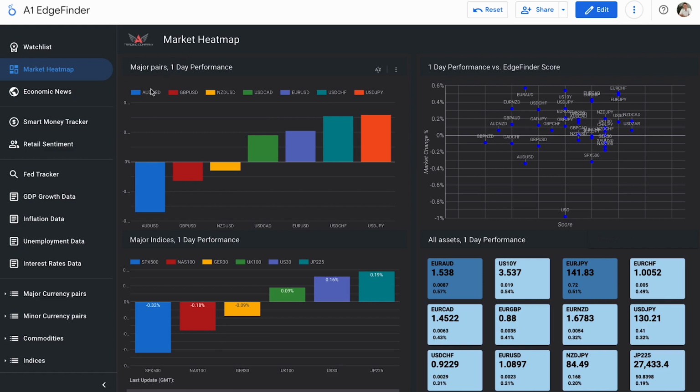Starting off up top with our major US dollar pairs, I can see that USD JPY is actually our biggest mover to the upside when it comes to our US pairs, up 0.32% on the day so far. Aussie US, on the other hand, down 0.34% on the day so far.